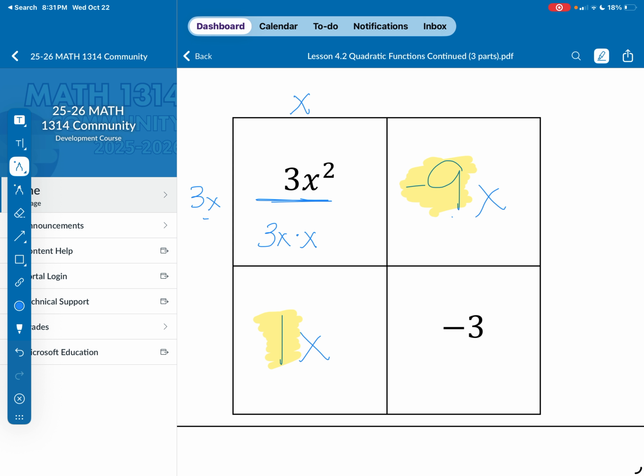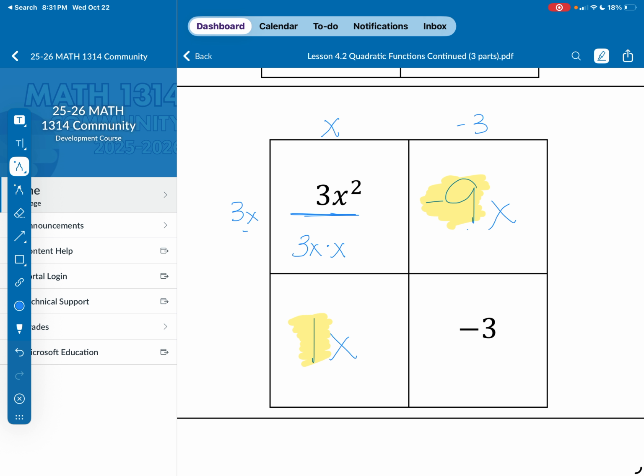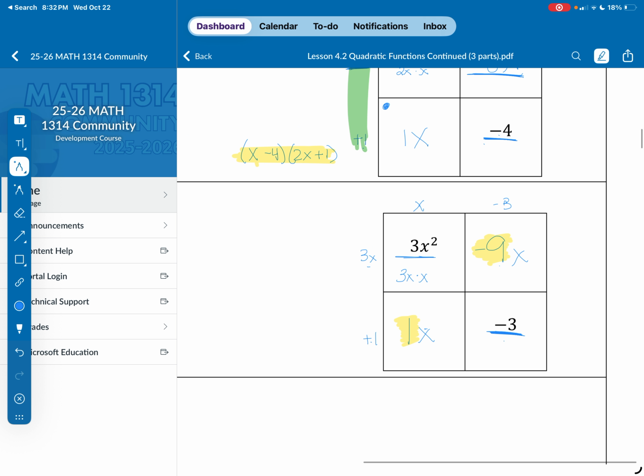Okay, 3x times negative 3 gives me negative 9x. And then I'm going to ask myself, x times what gives me 1x? Well, just plus 1, right? And the last thing I'm going to do is double check to make sure that this is in fact right. Does 1 times -3 give you -3? Yes. Okay. So now that you've done your Punnett square here, now you're going to write out your factors. And so those would be your factors.